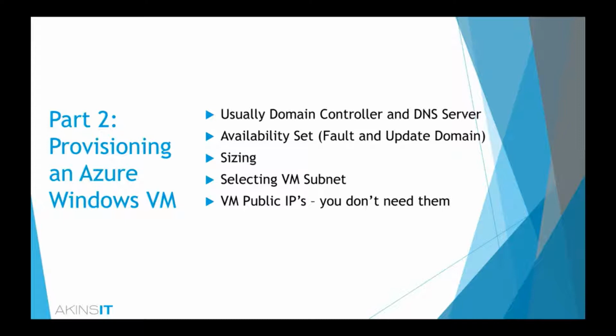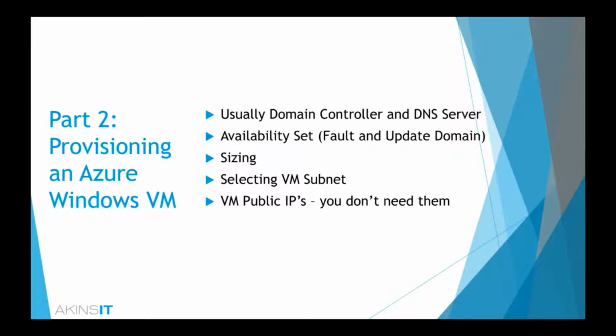Usually when you're deploying your first set of VMs, you're likely going to be extending your server infrastructure into Azure, hybrid setup. So typically your first set of VMs are going to be domain controllers, DNS servers, and so forth. Availability set, we're going to cover that as well. This is what Azure provides to give you that 99.9% SLA, right?